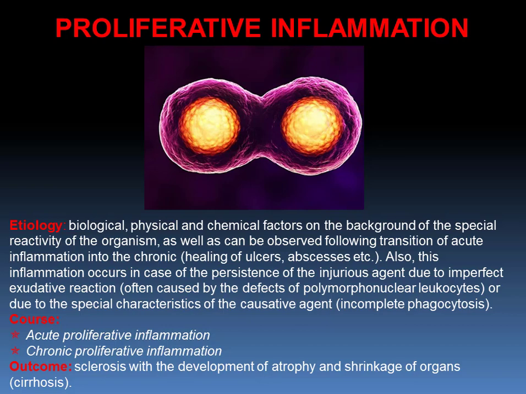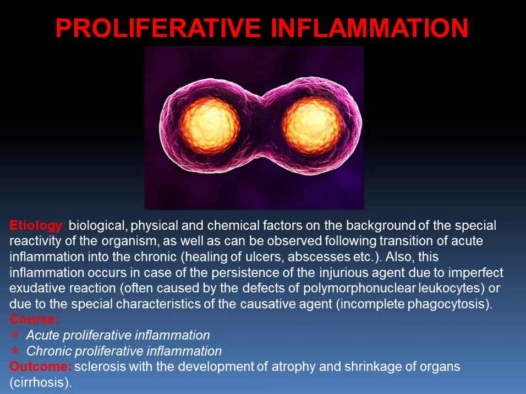This type of inflammation usually occurs when an injurious bacterial or other agent is persistent in the organism due to imperfect exudative reaction, which is named incomplete phagocytosis. Usually it is due to special features of the causative agent itself. For example, Mycobacterium tuberculosis cannot be phagocytized and lysed by macrophages and persists in macrophages, continuing its multiplication.